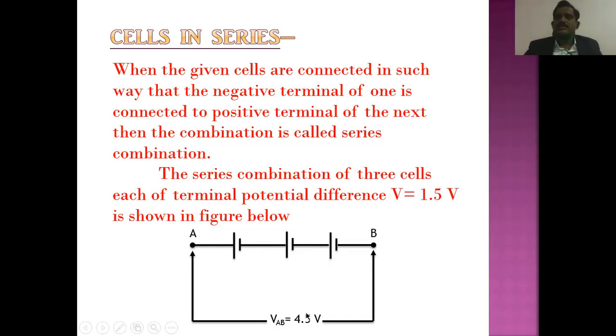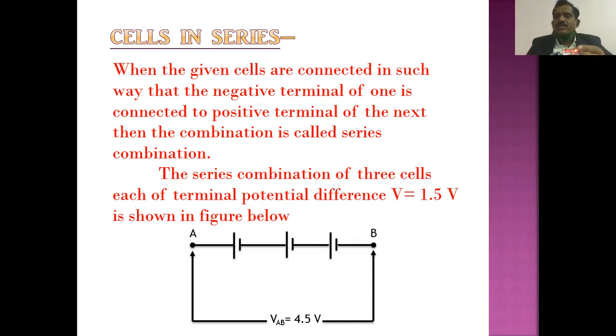So look at this apparatus. This is the first cell, this is the negative terminal of the battery, and this is the positive terminal of the cell. And this is the second cell, and when we connect it in this way, the negative terminal is connected to the positive terminal of the second cell. This combination is called the series combination. Series, correct? It is a series combination.